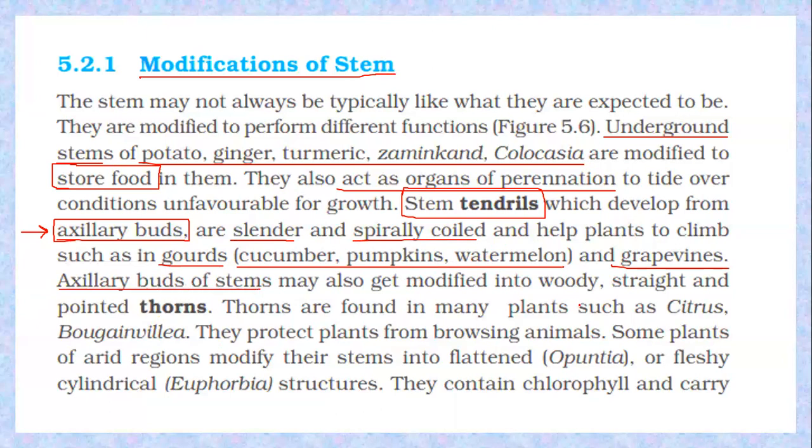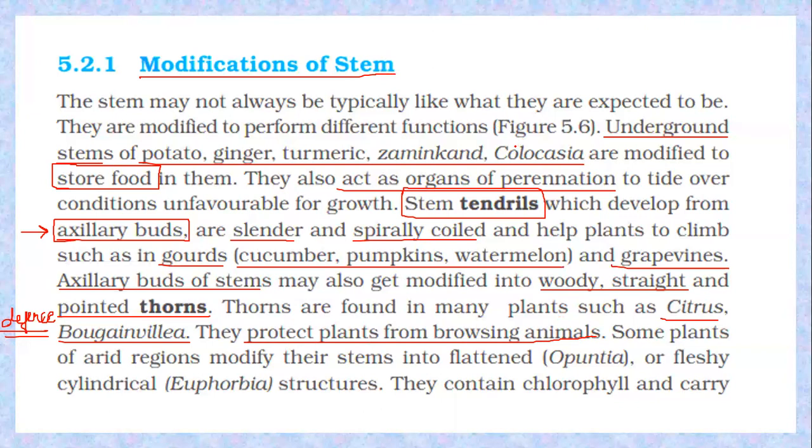Axillary buds of the stem may be modified into woody, straight, pointed structures called thorns, and they are found in many plants such as citrus and bougainvillea. What is the function? They help in defense. I asked this question in a Telegram quiz, right? Most of you remember, I think. The statement is here: they protect the plants from browsing animals. Browsing animals means herbivorous animals that feed on grasses. So they protect the plants from these browsing animals. That is the main function of the thorns, seen in citrus and bougainvillea.